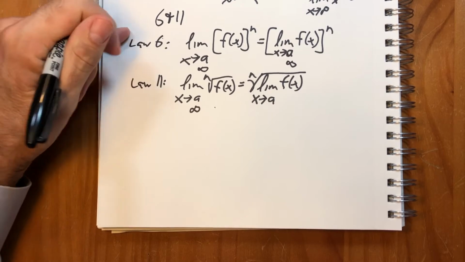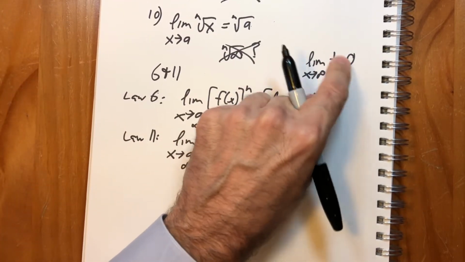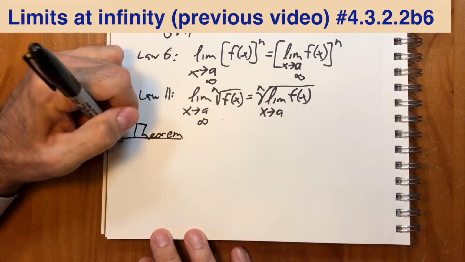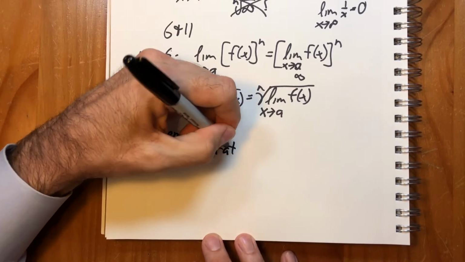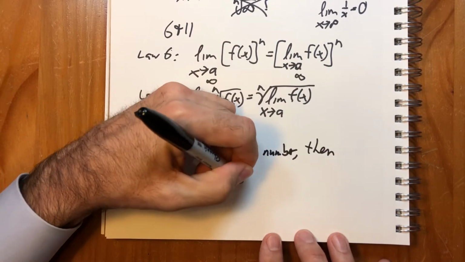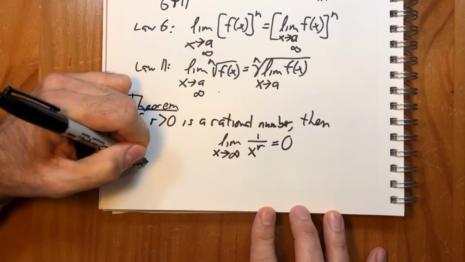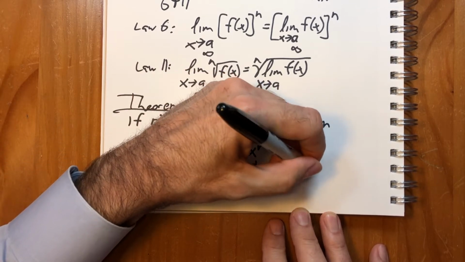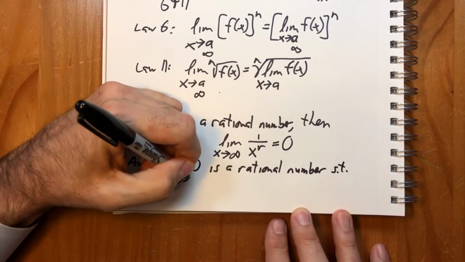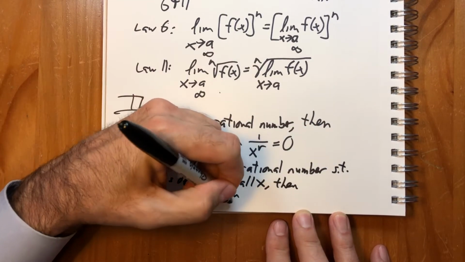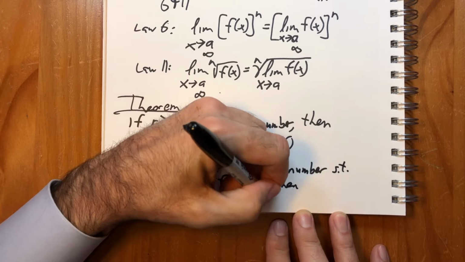So we can combine law 6 and law 11 with the result from above to prove a very useful theorem. If r greater than 0 is a rational number, then the limit as x approaches infinity of 1 over x to the r equals 0. And if r greater than 0 is a rational number such that x raised to the r is defined for all x, then the limit as x approaches minus infinity of 1 over x to the r is 0.